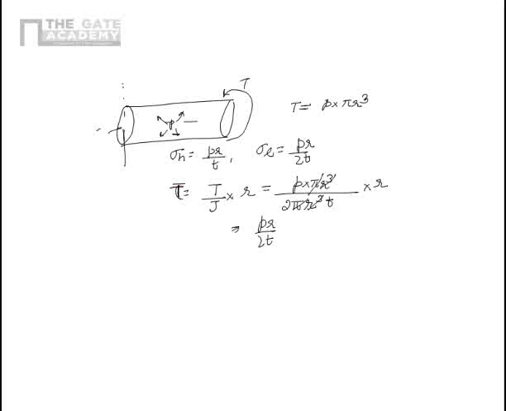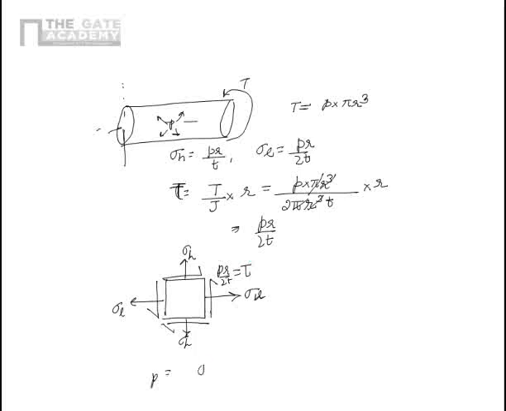So now if I take the stress element, it will be like this. This is sigma hoop, this is sigma L, this is sigma hoop. And along with that, there will be a shear stress like that, which is PR upon 2T. That is equal to tau. Now if I write the principal stress, that will be equal to sigma L plus sigma H by 2 plus and minus square root of (sigma L minus sigma H by 2) square plus tau square.